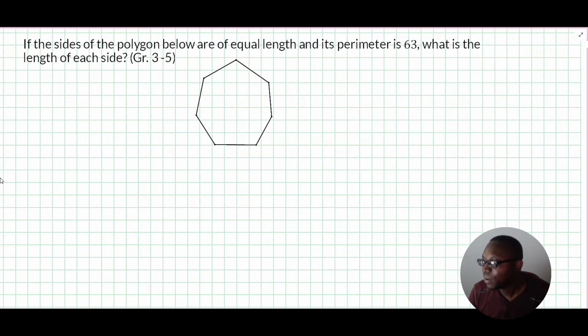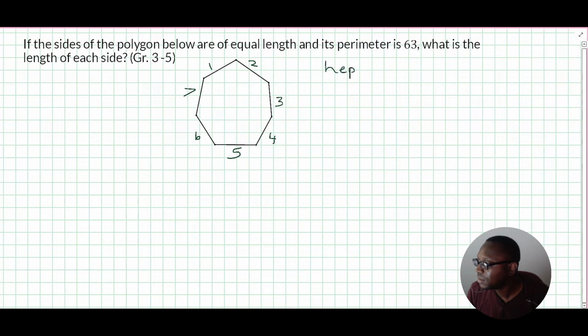If the sides of the polygon below are of equal length and its perimeter is 63, what is the length of each side? What you want to do is find out how many sides the polygon has. So let's count. We have 1, 2, 3, 4, 5, 6, 7. So the polygon has 7 sides. This is what we call a heptagon.